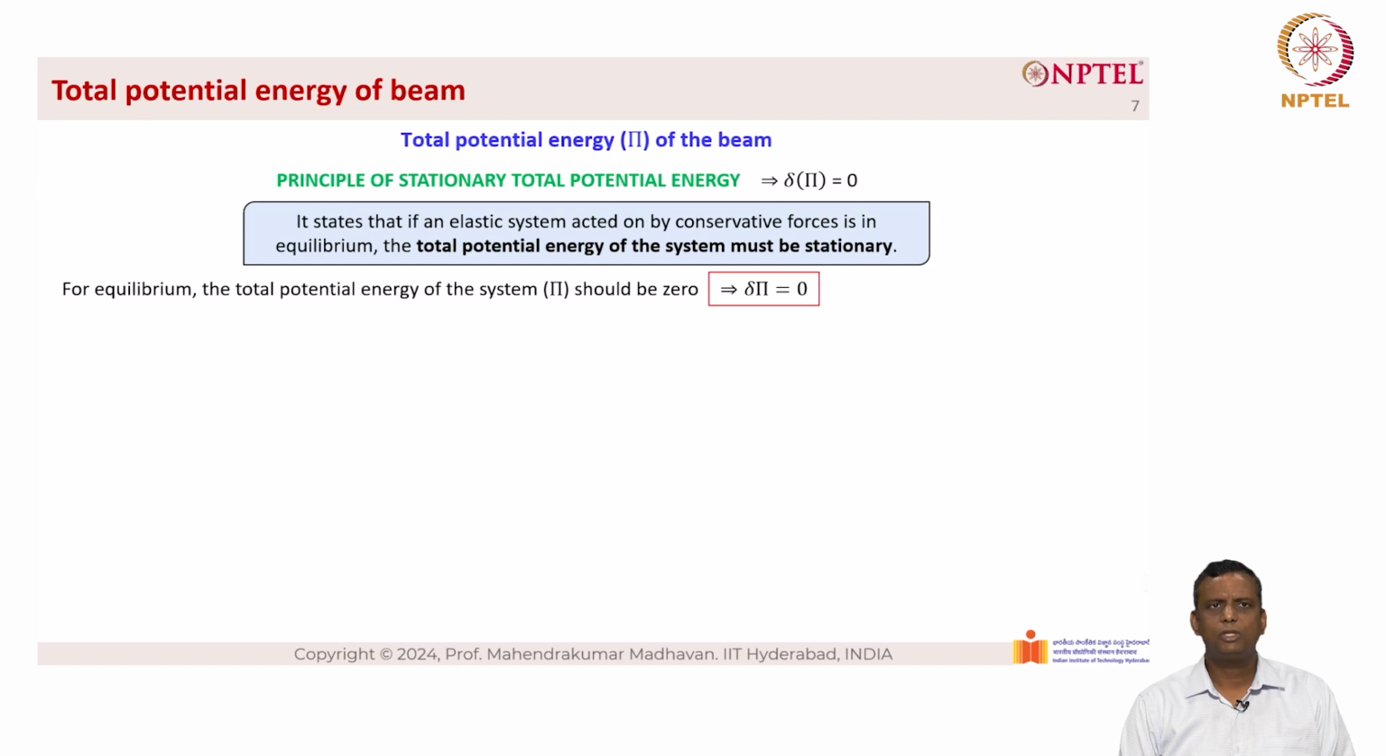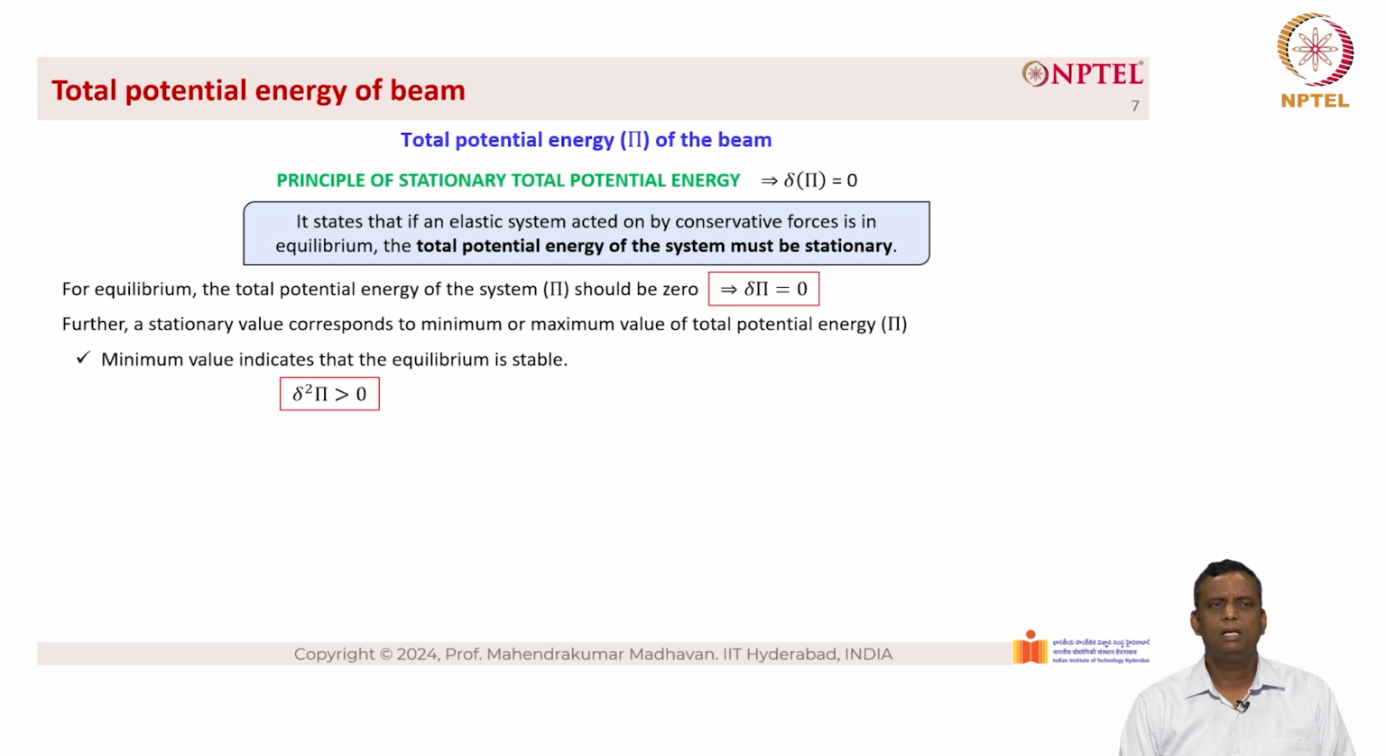So for equilibrium, the total potential energy of the system pi should be stationary, or delta pi is equal to 0. Further, a stationary value corresponds to a minimum or maximum value of total potential energy pi. A minimum value indicates that the equilibrium is stable, which means that del square pi is greater than 0. The maximum value indicates that the equilibrium is unstable, which is del square pi less than 0.